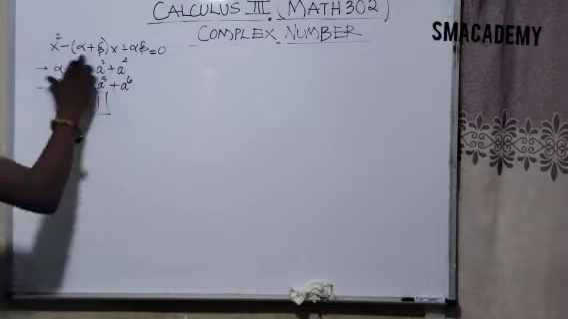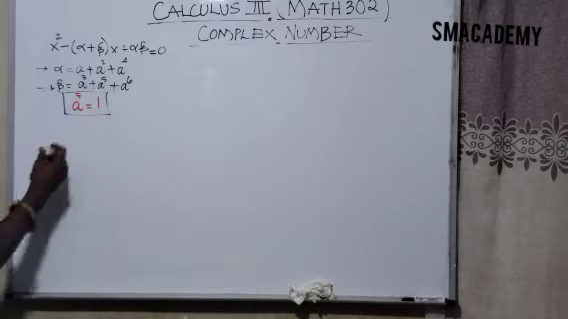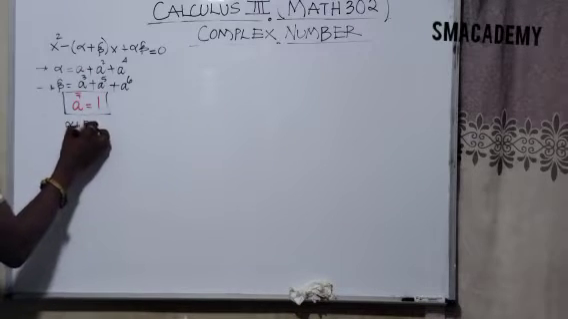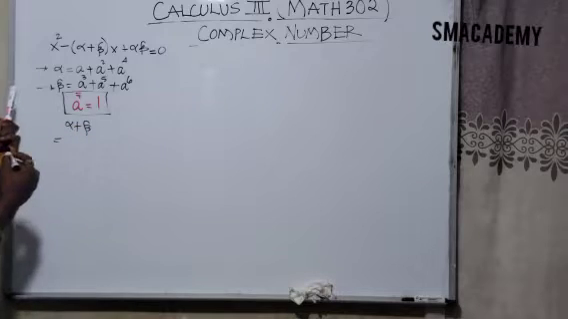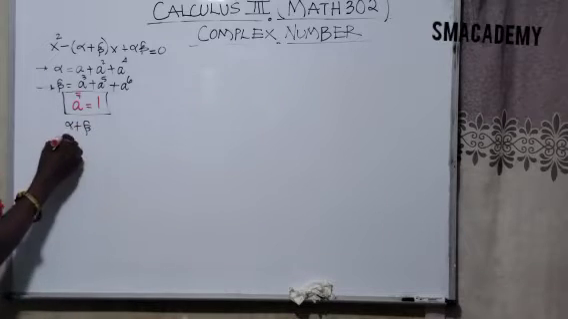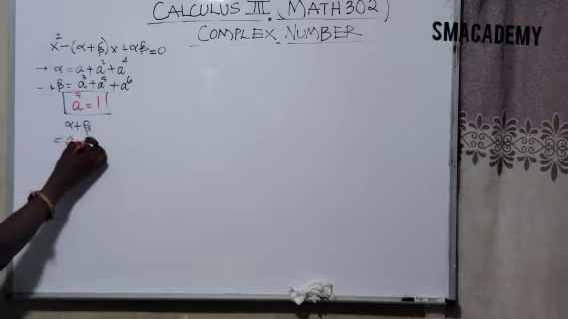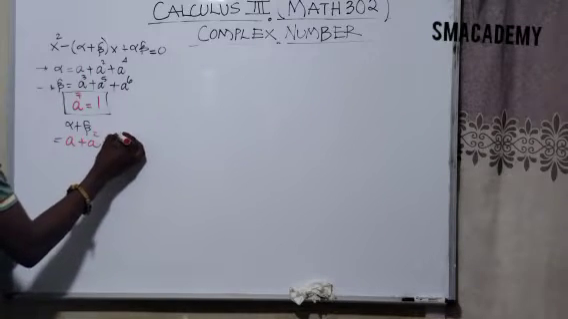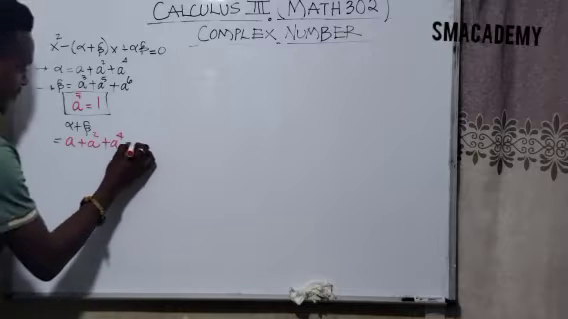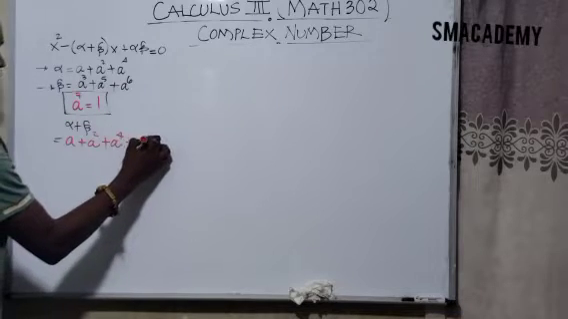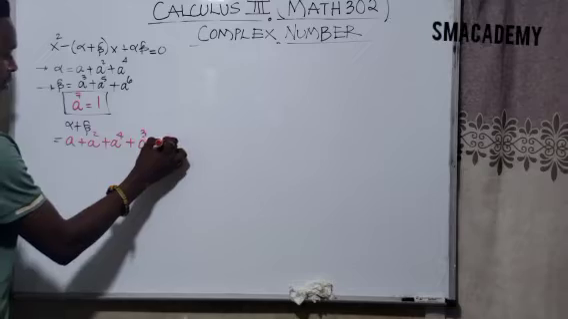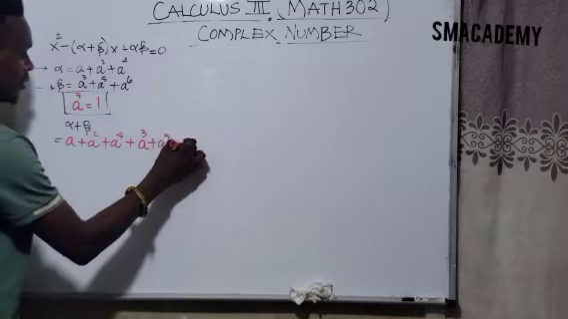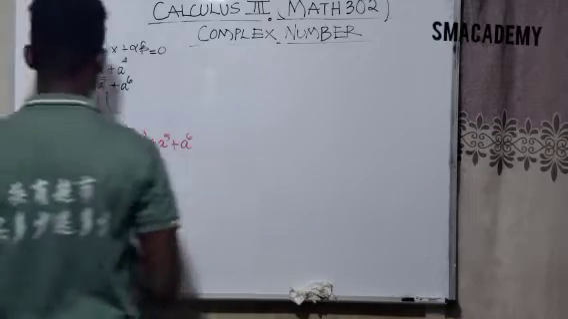So first, find the sum of the roots. Realize that alpha plus beta is equal to: the value of alpha is a plus a squared plus a to the 4th power, plus the value of beta, which is a to the 3rd power plus a to the 5th power plus a to the 6th power.